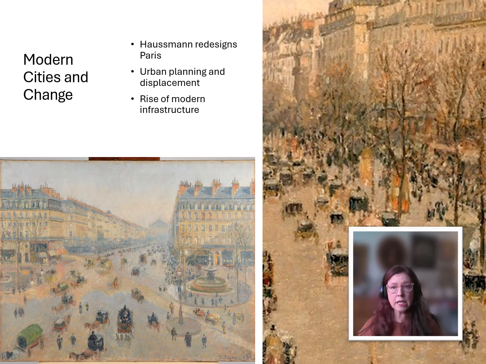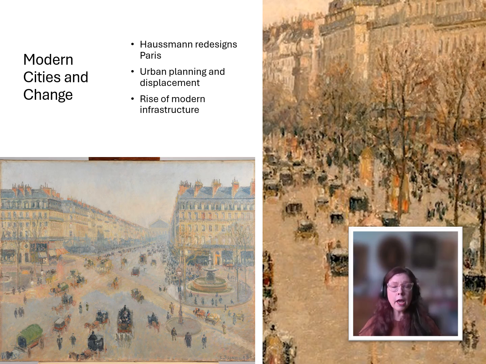Medieval Paris had been dense, narrow, and really difficult to navigate. There were tight streets, overcrowded neighborhoods. And Haussmann changes all of that. He introduces wide boulevards and open public spaces, parks, improved sanitation systems, and a much more organized layout.